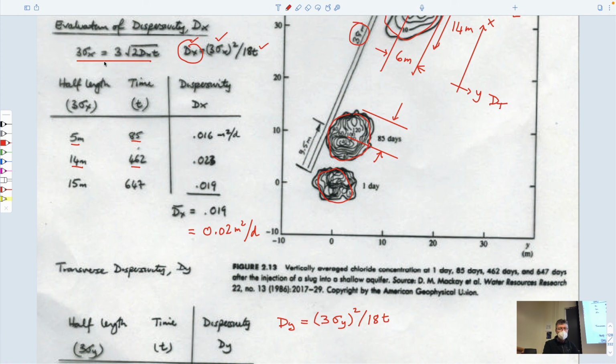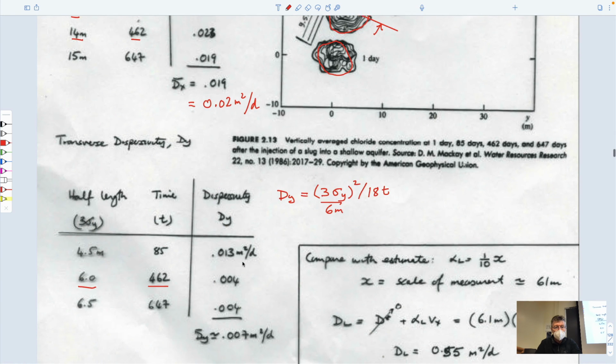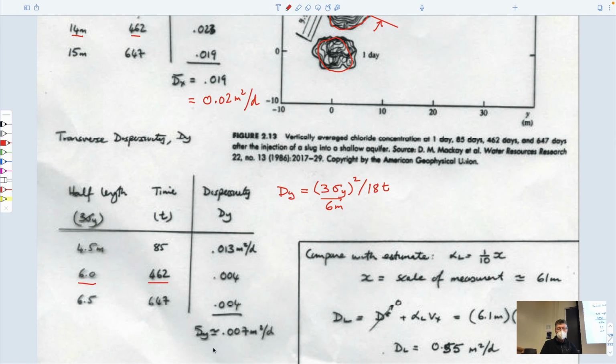Just by rearranging this expression, the 3's and the 2's come out to be that. And so this length is our 6 meters. And if we do that, we find the transverse dispersivity is about 0.01, just rounding it down. So these are the two magnitudes.